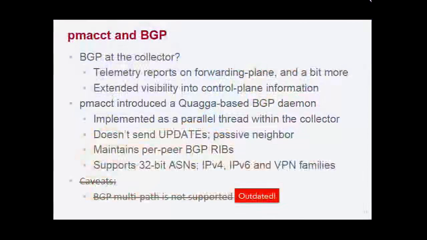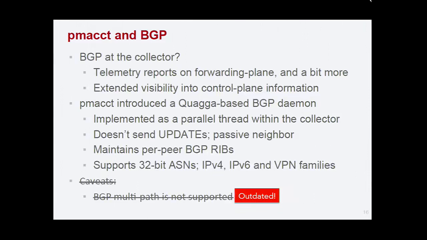pmacct and BGP. So first of all, why BGP at the collector, right? Because it's a legitimate question. Somebody can say, we already have source and destination ASes information in NetFlow. Why can't we just add further BGP information in NetFlow? My take on that is that it would be suboptimal. You really want to correlate NetFlow and BGP at the collector, so also NetFlow with other sources of data.